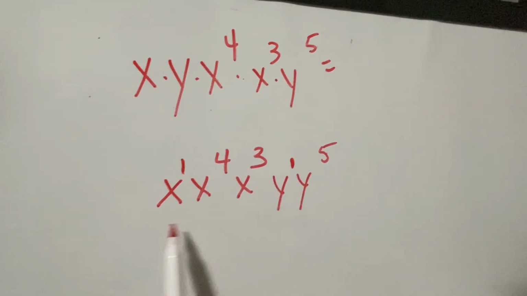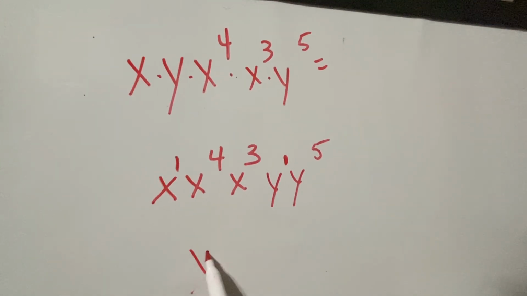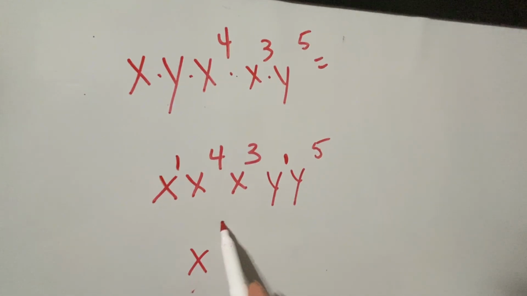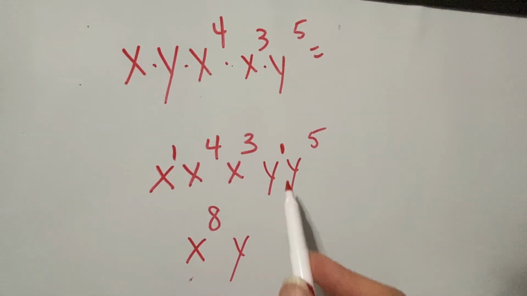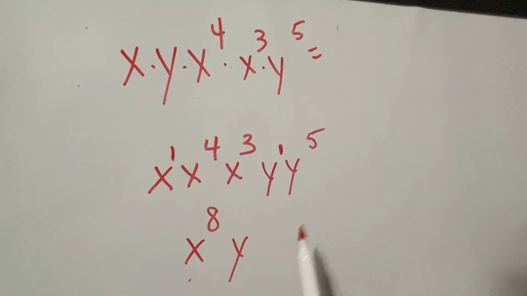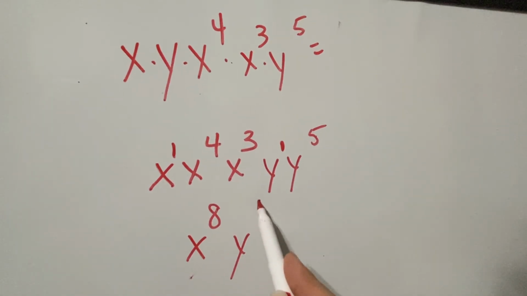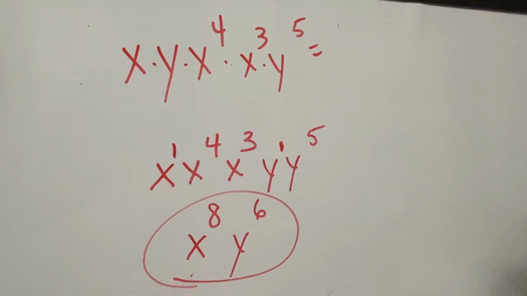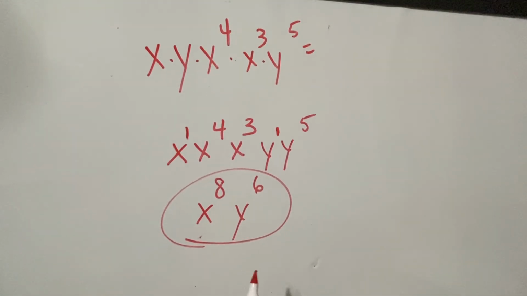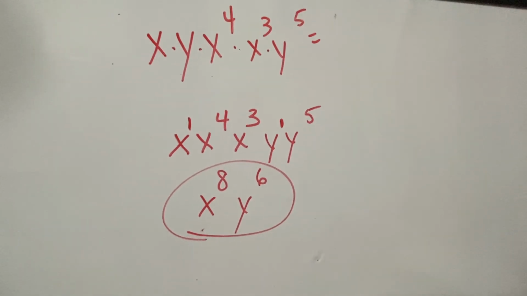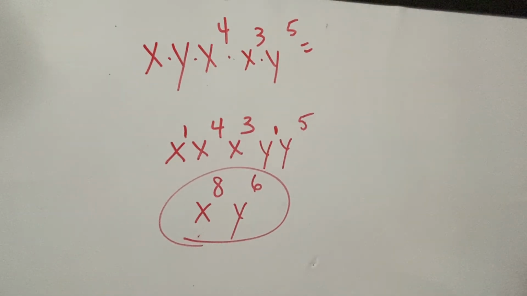So we're going to add our exponents together: 1 plus 4 plus 3 gives x to the 8th. Then we add y to the first and y to the 5th, and 1 plus 5 is 6. So this becomes your answer. When they ask you to simplify that, you're combining all of the x's together and all of the y's together.